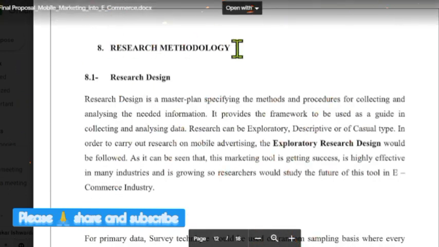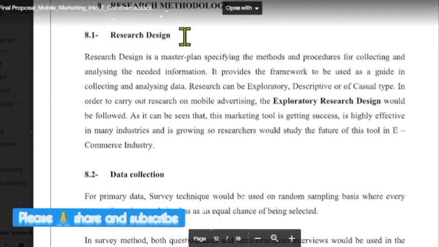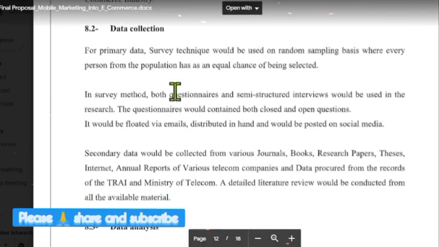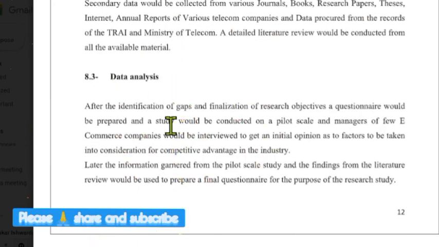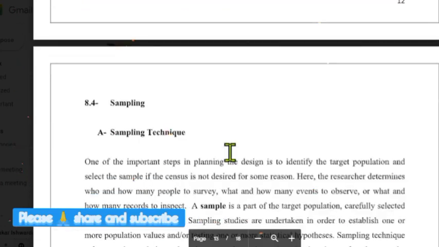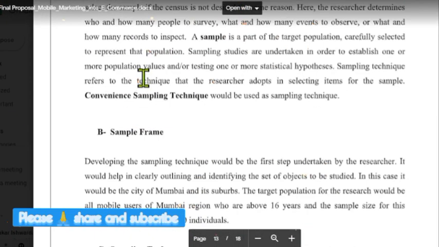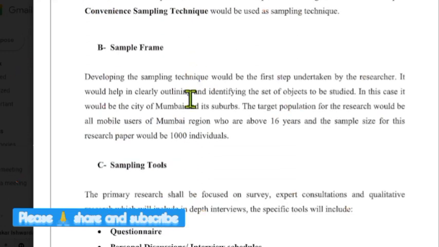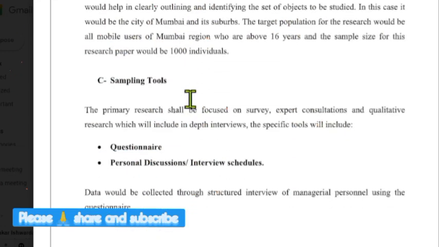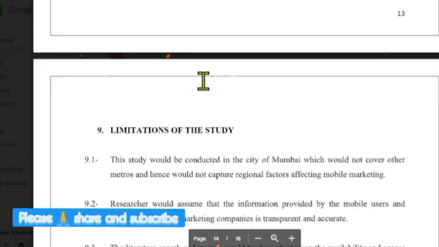Research methodology, as I said, this is the heart of any research. So here we'll be discussing research design, then data collection in detail, data analysis, which techniques you are going to use for analyzing the data, and sampling. Here sub-topics could be sampling technique and sampling frame. Here the researcher has used a convenient sampling technique, then sampling frame. What exactly will be your sampling frame? Sampling tools: what are the tools of data collection you are going to use?